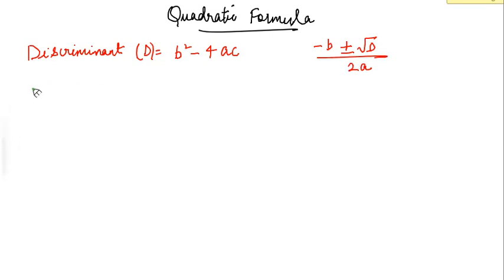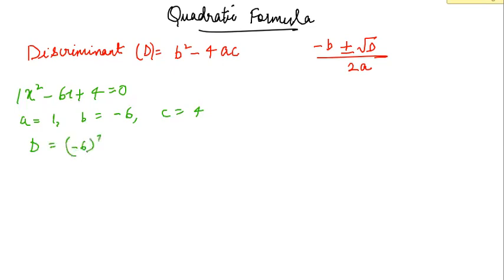So here the example is x² − 6x + 4 = 0. Firstly, let me write the values of a, b and c. a is 1, b is −6 and c is 4. So first we'll find the discriminant, which is b² − 4ac. So (−6)² is 36, minus 4 into 4 is 16.